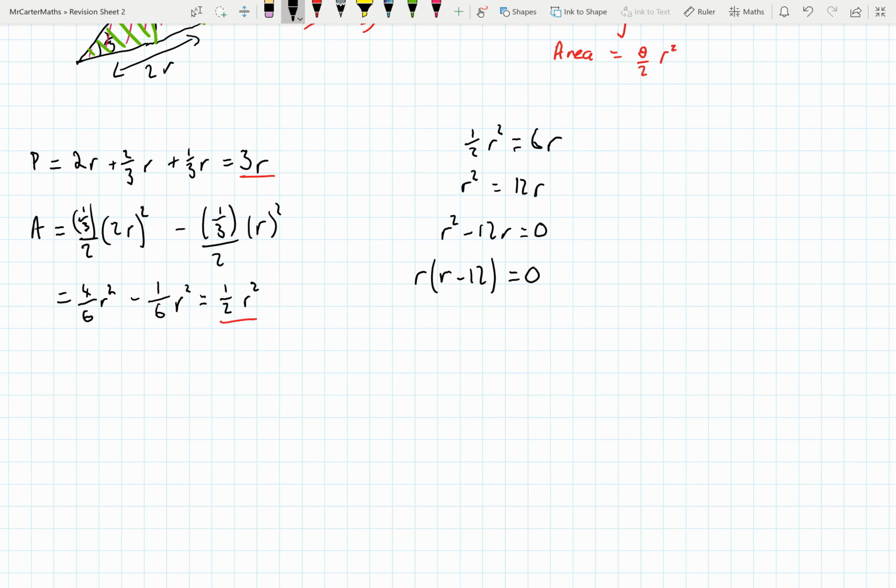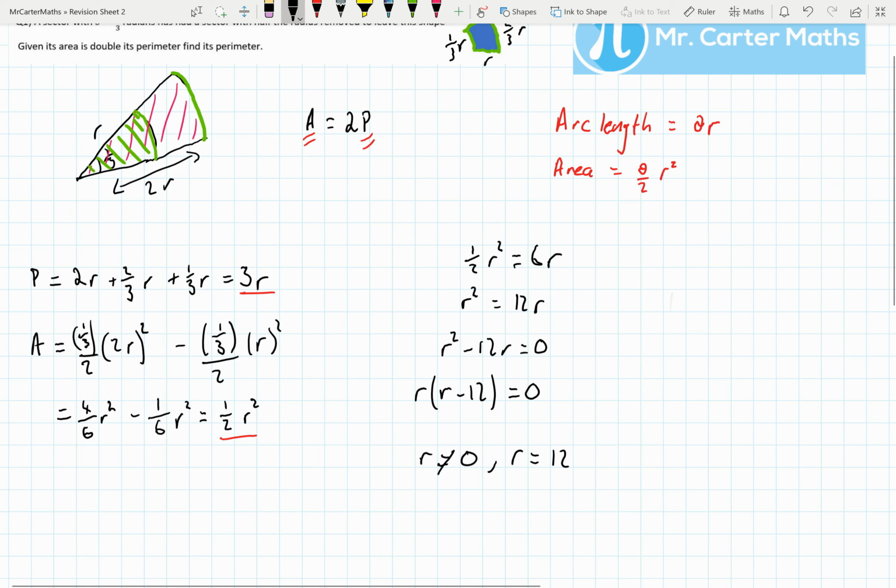So that leads me to r equals 0 or r equals 12. I know r doesn't equal 0, so I'm going to say r does not equal 0, just because of the nature of the question. So r is equal to 12. Make sure you read the question.